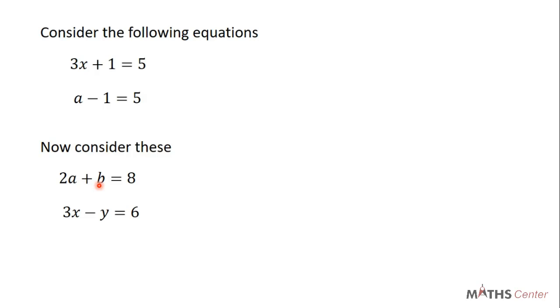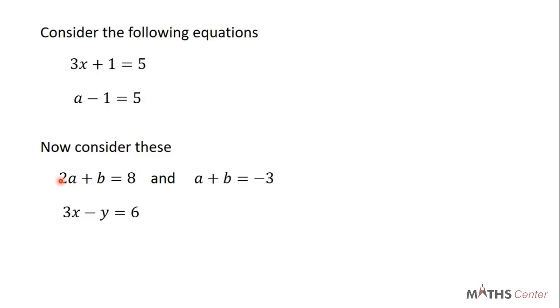Now, when there are two variables, you are going to need two equations to solve for the variables. So you can see that from here, there is only one variable, so you need just one equation to solve. In the same way, when you come here, there's only one variable, so you need just one equation to solve it. But when you consider this, there are two variables, a and b. So in order to find a and b, you are going to need two equations. So you will need another equation to solve it.